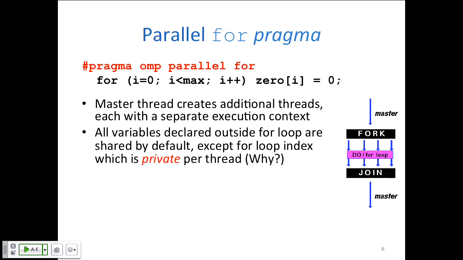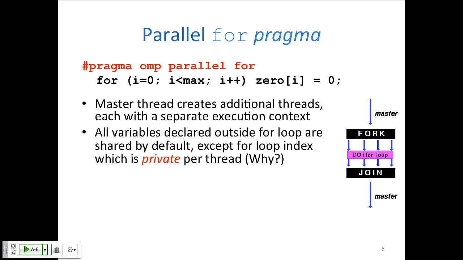Now, this particular construct, remember in OpenMP, everything is shared by default. All the variables you declare, by default, all the threads see the same version of all those variables. There's only one copy in memory of all those variables. So you have to declare them private if you want a unique copy per thread.